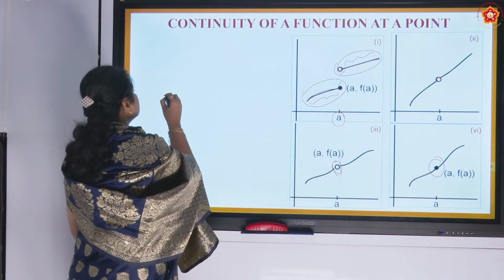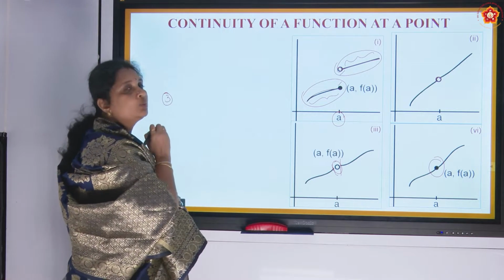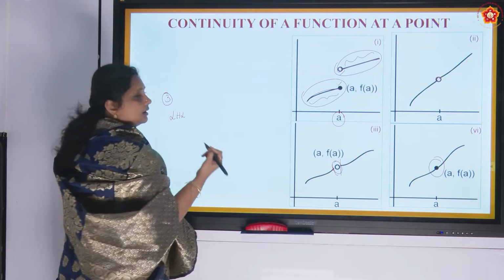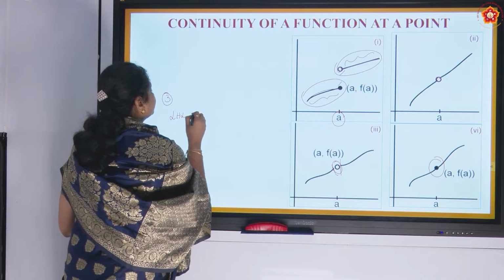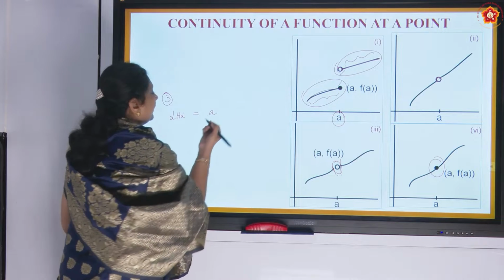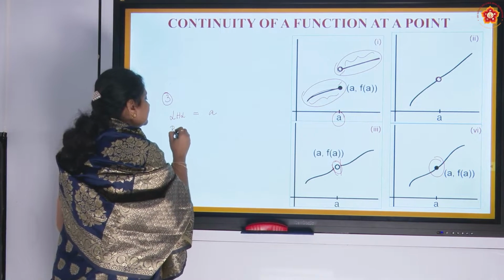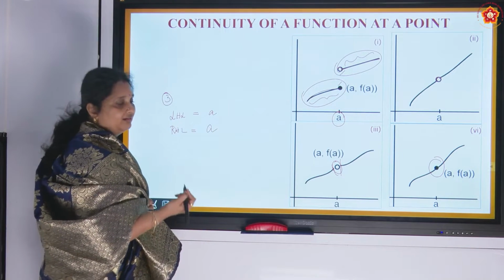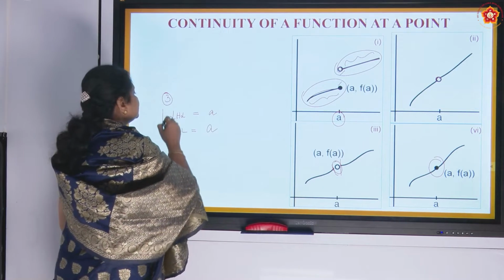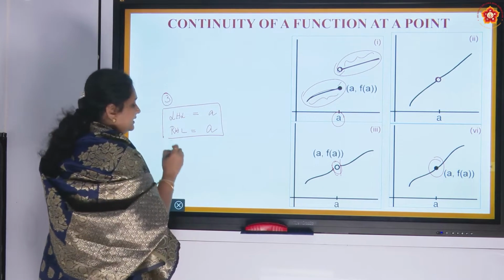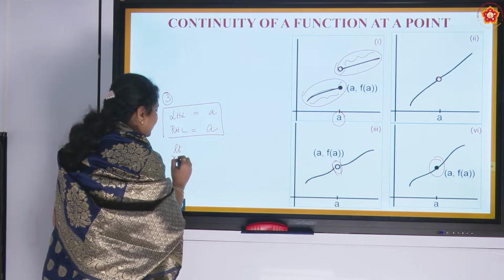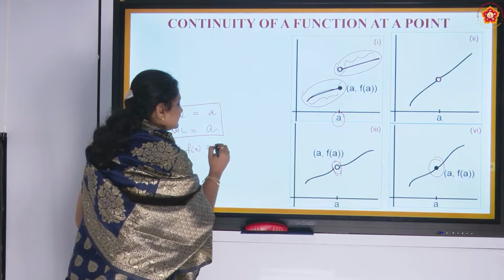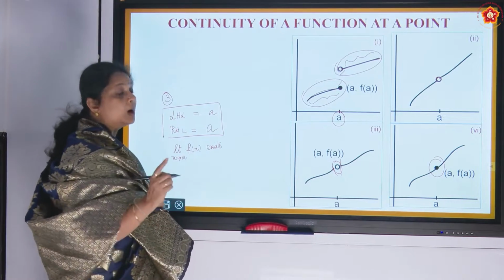There are three conditions that I'm looking for. When I move from the left, meaning when I find the left hand limit of a function, if that leads to a value A, my right hand limit should also lead to the same value A. So in short, it means that my limit exists at A. That is, limit x tending to A of f of x exists. That is one criterion.